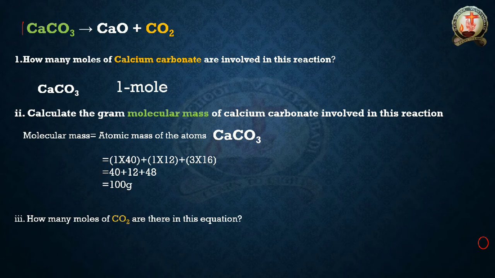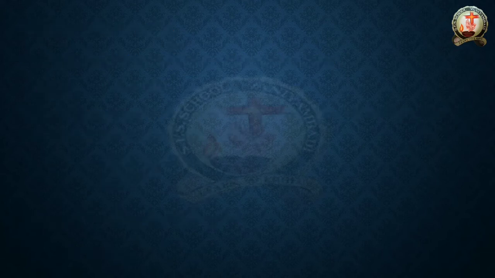Not how many moles, only 1 mole. You cannot consider this 2. This 2 is represented as this oxygen molecule. But if any number is in front of the compound, that is the moles of that compound. Otherwise we simply say only 1 carbon dioxide mole is involved in this reaction. I hope you are understanding.